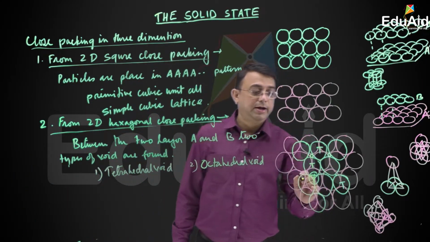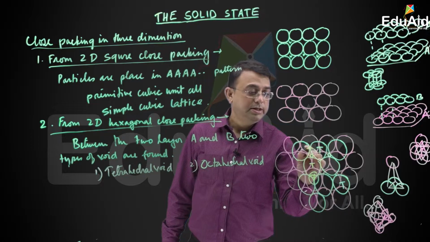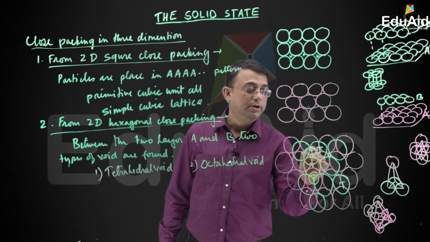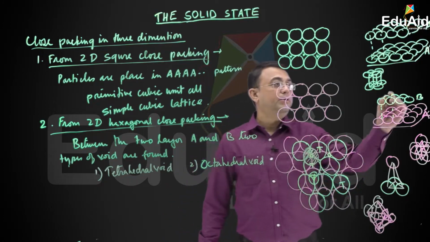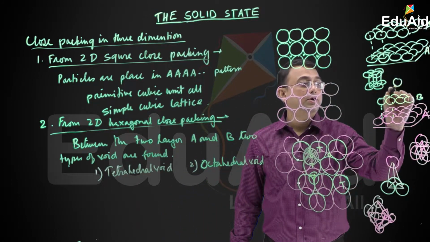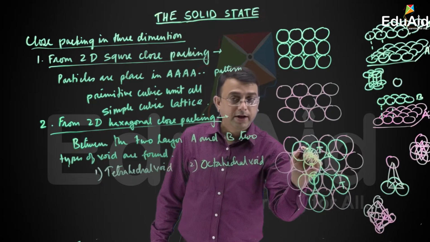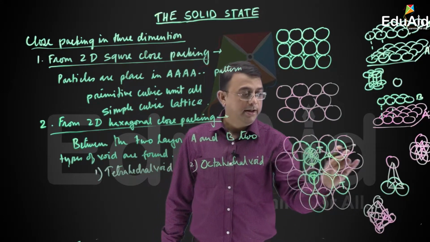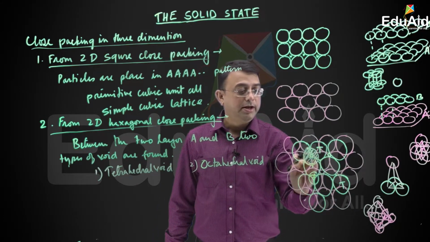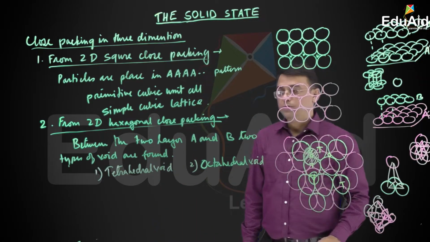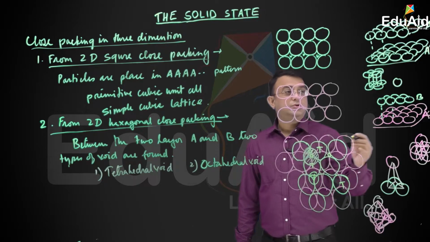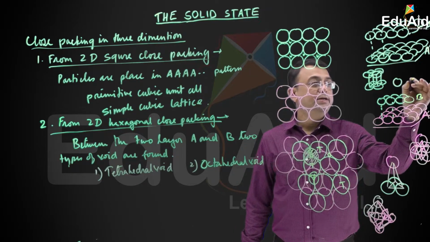If I put the third layer in the octahedral void, look at this. This is the octahedral void. When it is put in the octahedral void, it will neither align with layer A nor align with layer B. So this is considered as layer C.